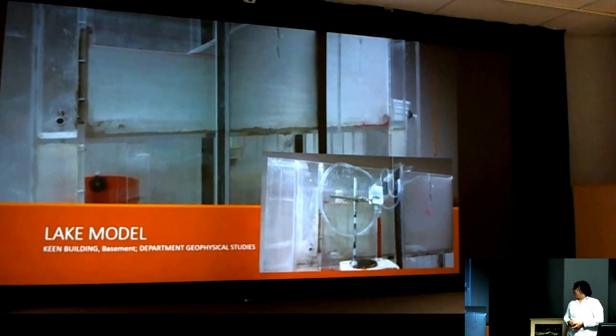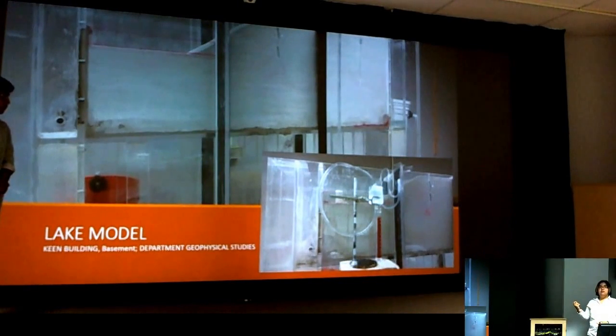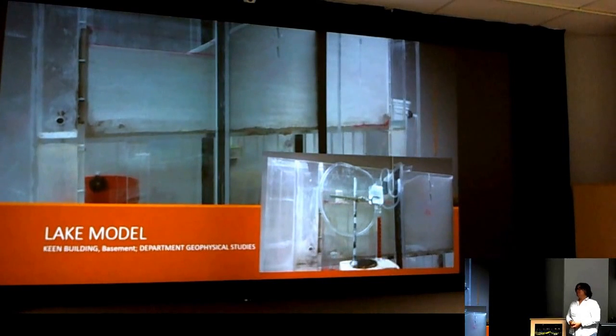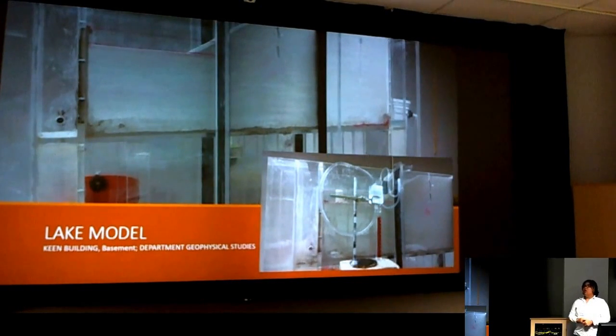On the bottom left corner, you can see the apparatus we used, which we had to build because we couldn't get accurate, consistent results at first. So we had to find a way to measure it, and we ended up building that, which we used to measure how much flow there was at the surface of the lake.